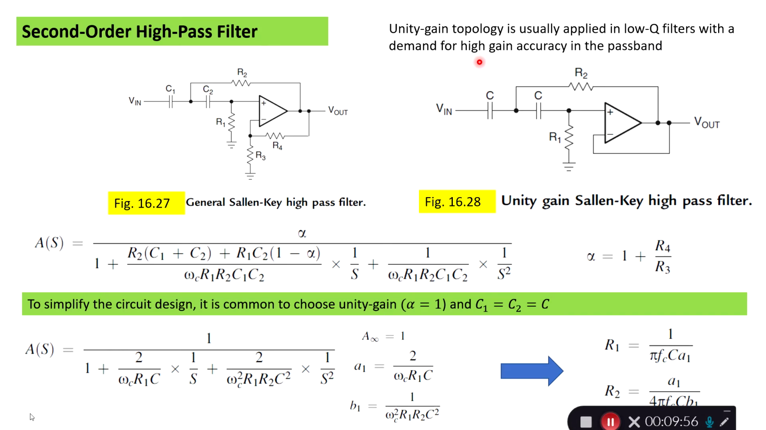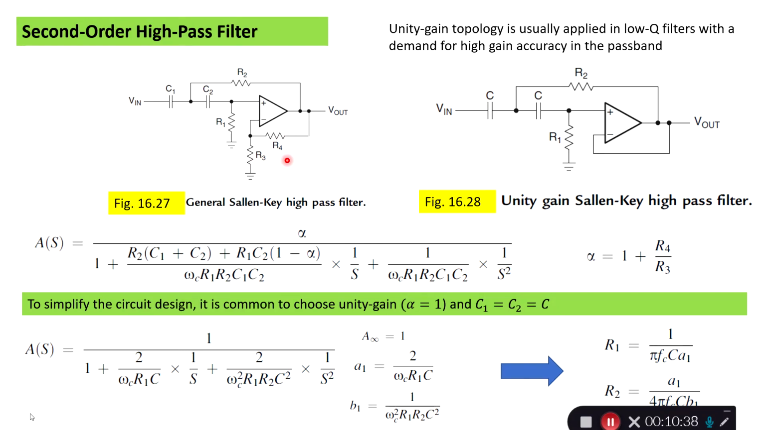because we have a high gain accuracy demand in the pass band. So when the high pass filter has passed the cutoff frequency, we have the pass band, and here the amplitudes of the frequencies are not allowed to jump around. When we have this gain here, the gain can actually jump around based on the R4 and R3 values of the resistors.